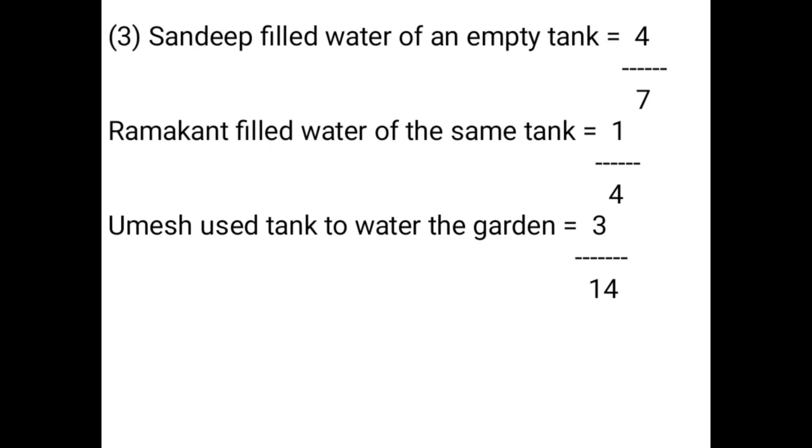Both Sandeep and Ramakant filled water of the tank. You have to take addition fraction of Sandeep and Ramakant filled water of the tank, that is 4 upon 7 plus 1 upon 4. Then Umesh used tank to water the garden. You have to take subtraction fraction, that is minus 3 upon 14.